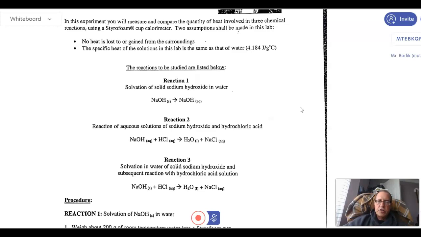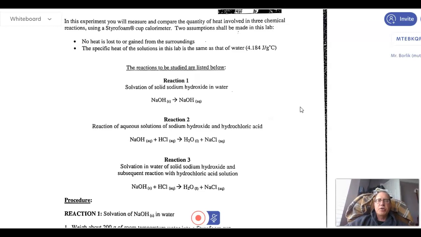And then we're going to look at reaction 3, which is the solvation in water of solid sodium hydroxide. So again, I would have had those pellets that you would have been taking, weighing out your solid amount, and then putting it in water, and putting it in hydrochloric acid, which would have been in a solution form.